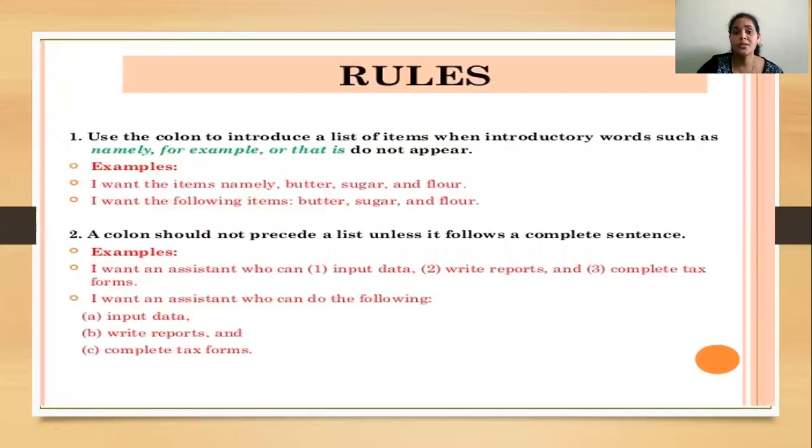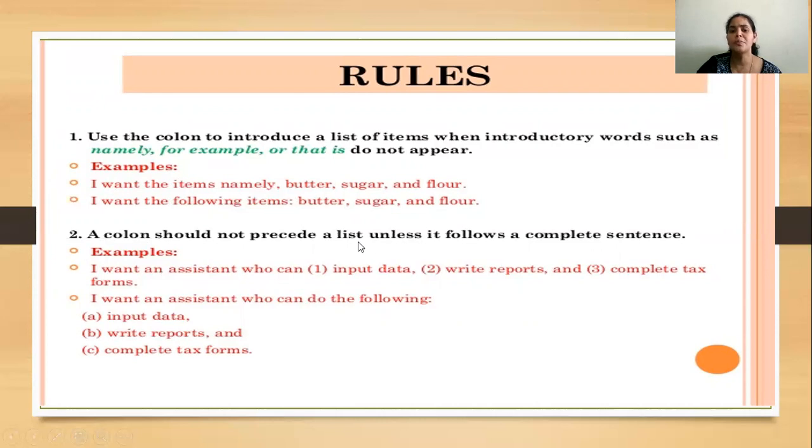Colon is nothing but two dots. What are the rules under colon? Use the colon to introduce a list of items when introductory words such as namely, for example, or that is are not used. For example, you can see this: I want the following items. So when you're just giving a list without using these words, you use a colon. But when you use words like namely, you just go with commas. This is very important and very direct.